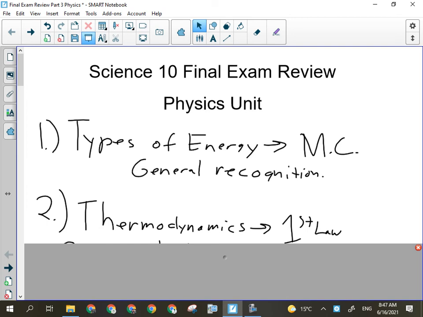The second law of thermodynamics: energy flows hot to cold, high to low. So those are the two laws that you definitely need to know and be able to apply to different situations. And that second law is a big part of climate and energy transfers on a global scale, so it comes up again.